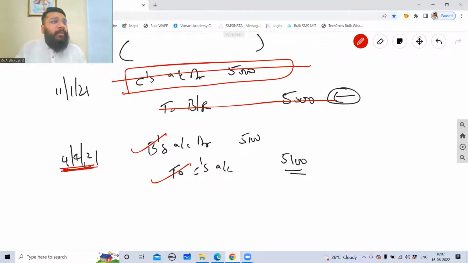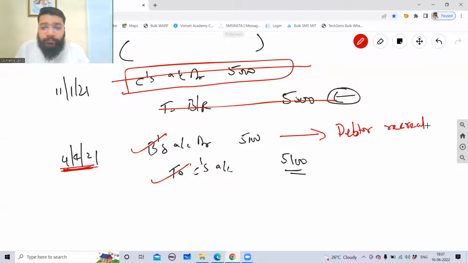On the due date, we have to recreate both the people, because the amount I'm supposed to receive from B, I did not receive because the bill is dishonoured, and the money that I'm supposed to pay to C, I could not pay because the bill is dishonoured. So in this case, both are getting recreated. You can write it down. Debtor recreated. Creditor recreated.